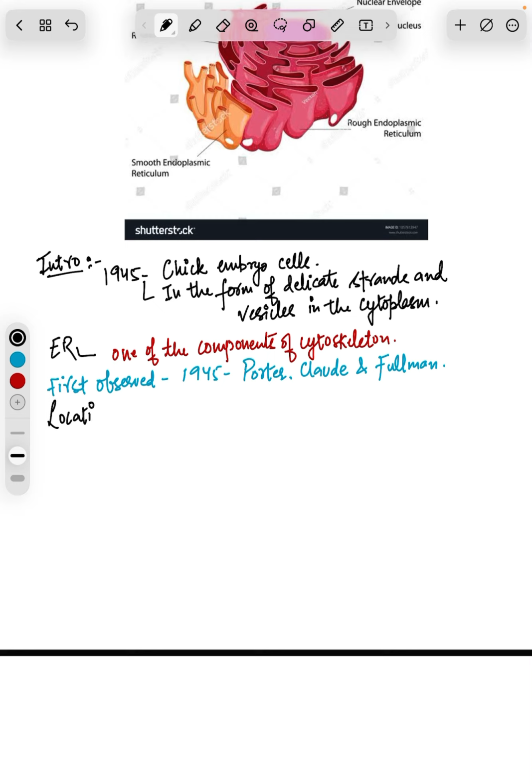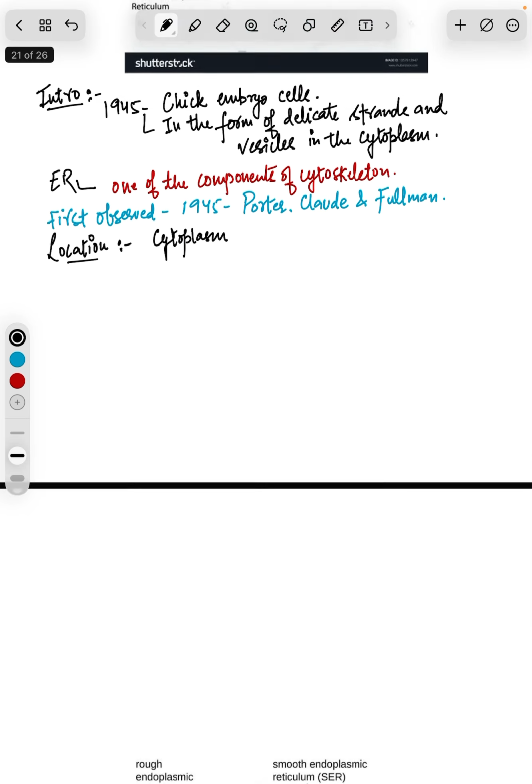Location wise, these are present in almost all eukaryotic cells, and are found to be absent in mature RBCs, ova, embryonic cells and prokaryotes. Means only in eukaryotic cells these are present, and absent in these three, and it occupies most of the cytoplasm.